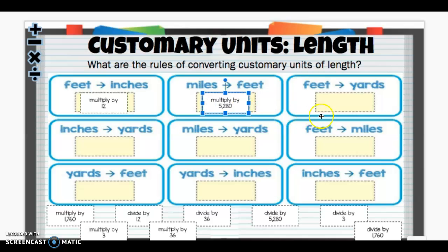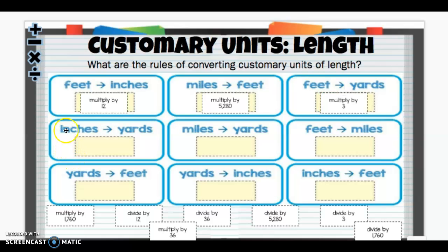All right. So if you're going from feet to yards, well, we know that there's 3 feet in 1 yard. So if there's 3 feet in 1 yard, we have to think that we're going to be multiplying by 3.